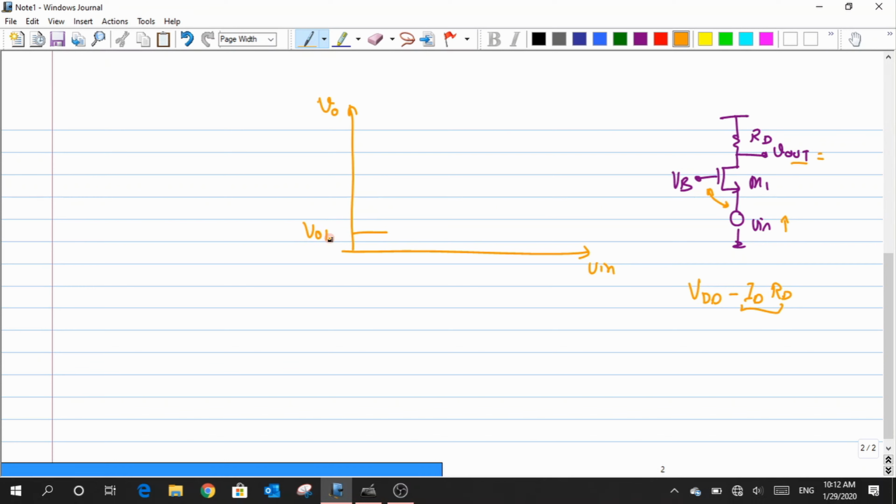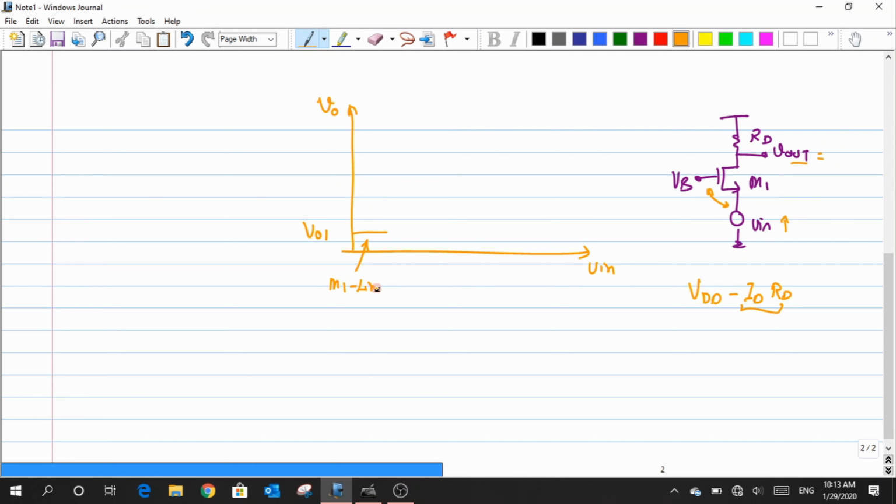Now, in which region will I be operating? Saturation or linear? Why? Because my drain to source potential is small. That is what I mentioned in the graph on the y-axis, right? So this VO1 is nothing but my Vout value, and that is quite small. When I have a large value of VGS and compare it with the VDS, obviously the VDS value is small right now. Due to which, during the initial stages, my M1 would be in the linear region.